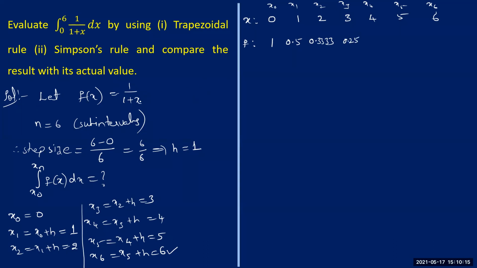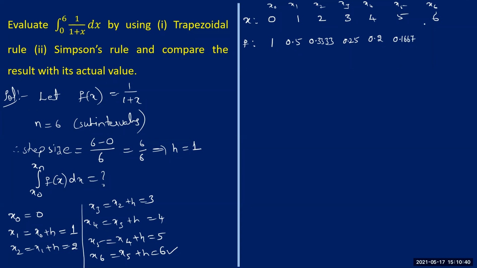Now, when you substitute x is equal to 4, it is 1 by 5. When it is 1 by 5, we'll get it as 0.2. And then see, when you substitute x is equal to 5, we'll get it as 1 by 6, correct? So when it is 1 by 6, you can write it in decimals actually here, 0.1667. I'm rounding off this fourth digit.